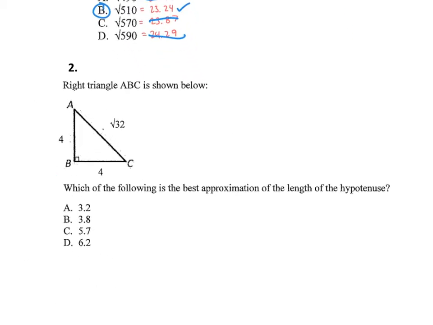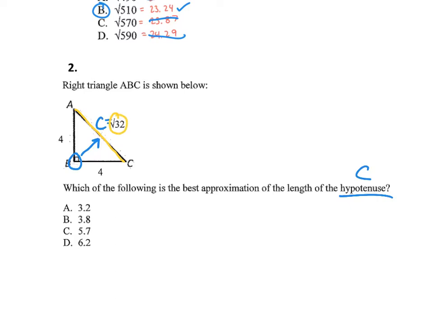On number 2, right triangle ABC is shown below. Which of the following is the best approximation of the length of the hypotenuse? Well, the hypotenuse is the same thing as side C, and you've got to know that. Here's our right angle right here, so I know the opposite side is side C, or our hypotenuse. So they've already done all the work for me. They've got the square root of 32 there.